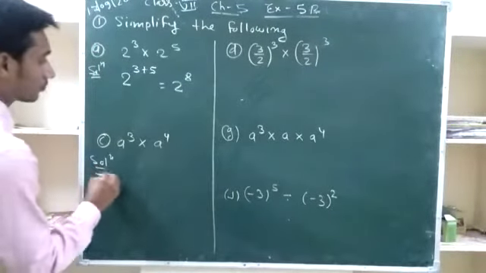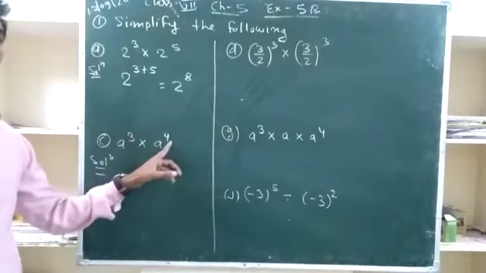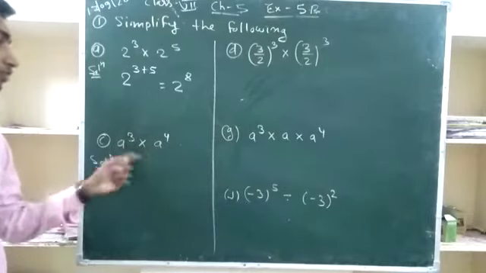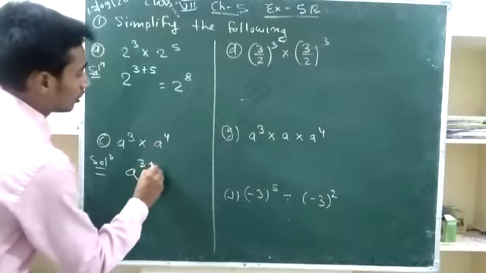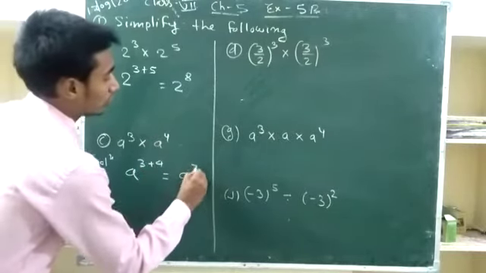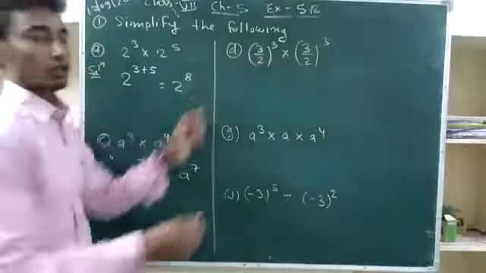Second question. A raised to 3, A raised to 4. The base is same, A here. First write the A and add the power, 3 plus 4, A raised to 7. Now look at the B question.